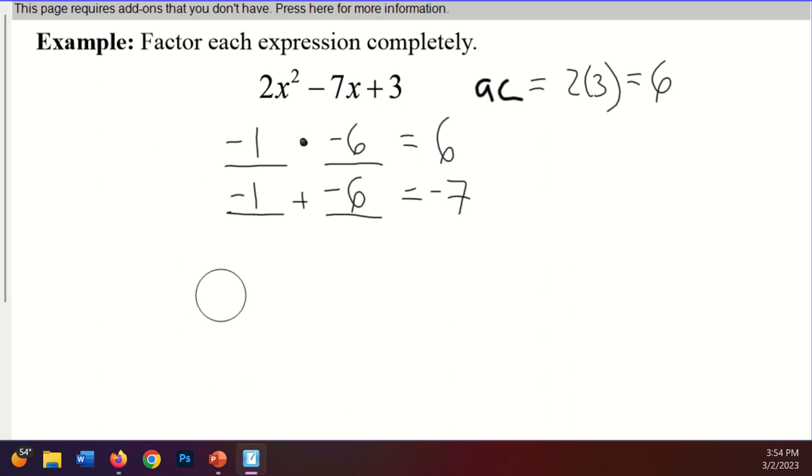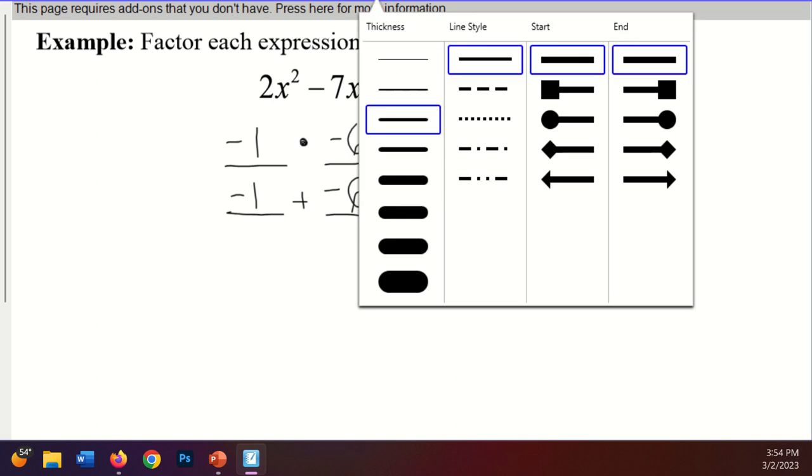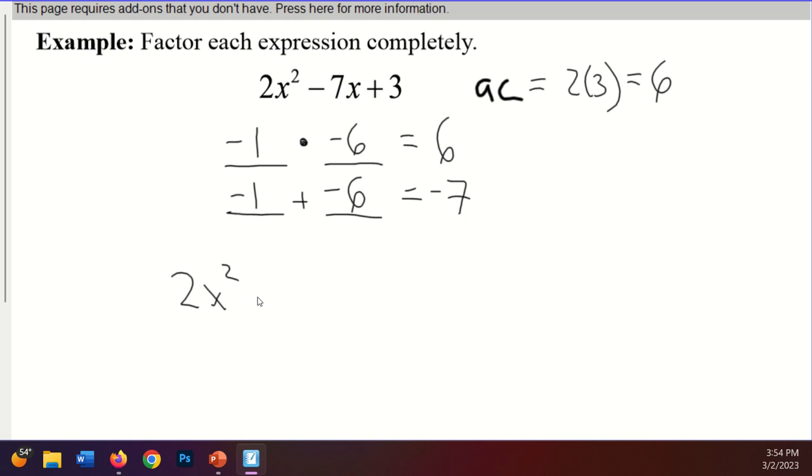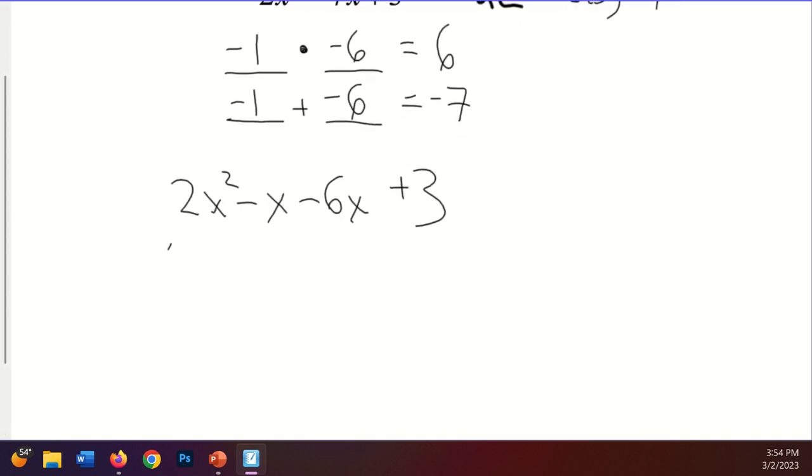Let me start over and do this correctly. I apologize. It will be 2x squared minus 1x minus 6x and then plus 3. So negative x minus 6x is the negative 7x. Then I will group them, 2x squared minus x as a group. And when I group this second one with a negative, remember, I have to change both of the signs.